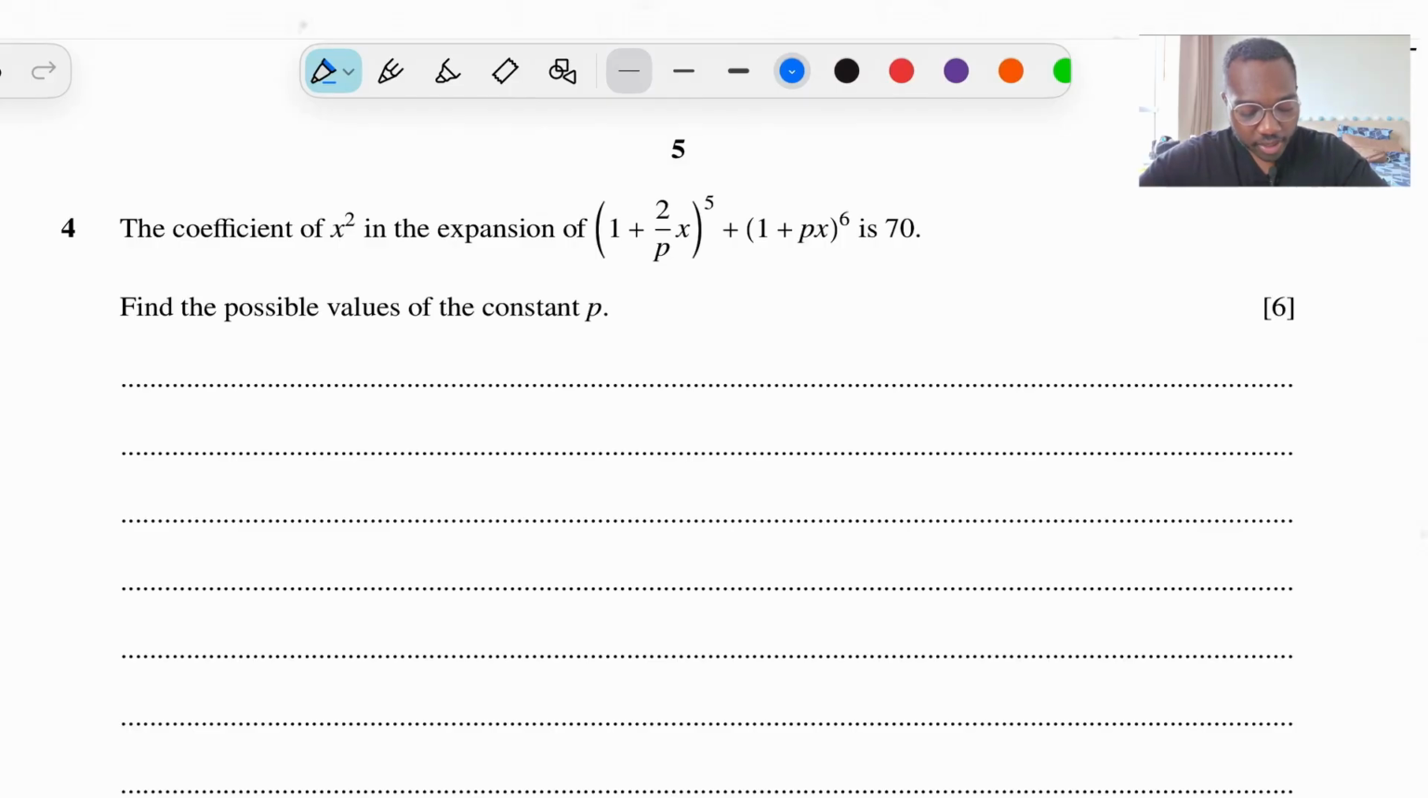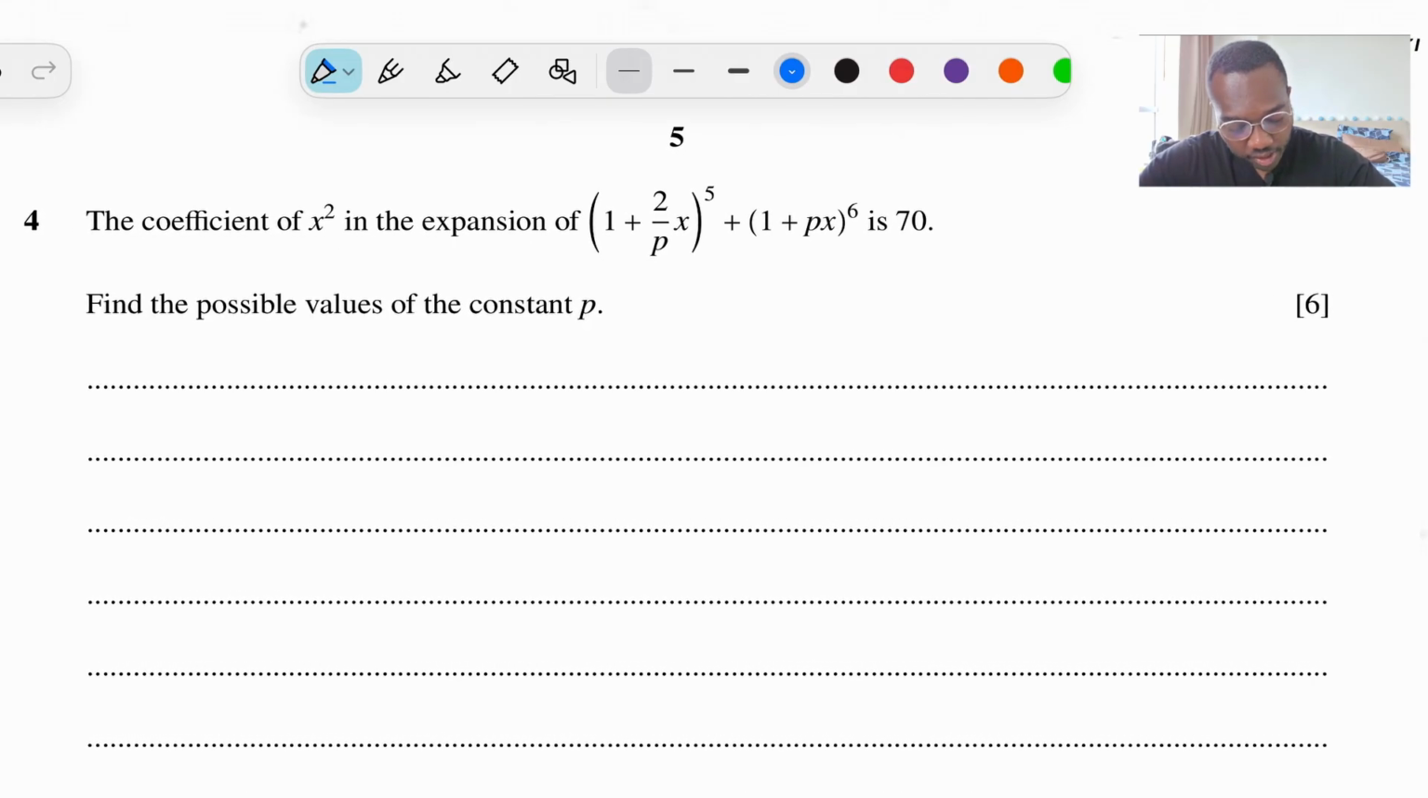Okay, question 4. We have that the coefficient of x squared in the expansion of (1 + 2/(px))^5 + (1 + px)^6 is 70. Find the possible values of the constant p. Okay, this is a binomial expansion question. So what we need to do is get our x squared coefficients for both of these expansions, and then equate that to 70, okay? And then we should get some form of a quadratic equation.